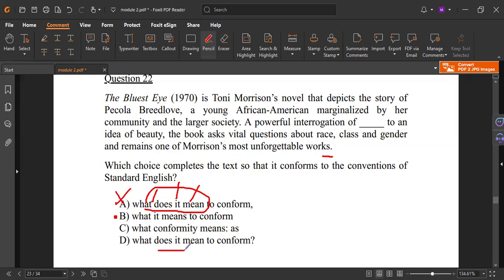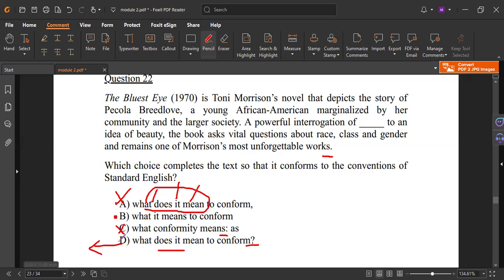Again, here we have a question form and we have a question mark. So maybe here, what conformity means and then calling. So this is wrong, of course, because before calling it must be a complete sentence. Yes or no? A powerful integration of what conformity means and then means what. So after calling, wrong. Now we need to prove, is it B or D?